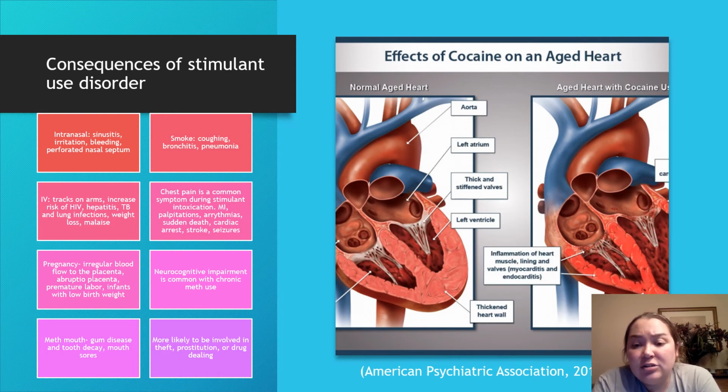So if you look at this picture right here, it shows the effects of cocaine on the aged heart. It shows inflammation of the heart muscle, lining, and valves, which causes myocarditis and endocarditis. It thickens and stiffens the valves, and it makes you have a thickened heart wall.